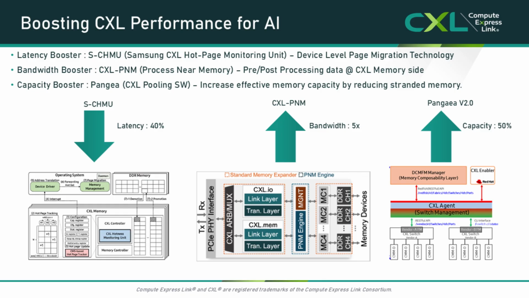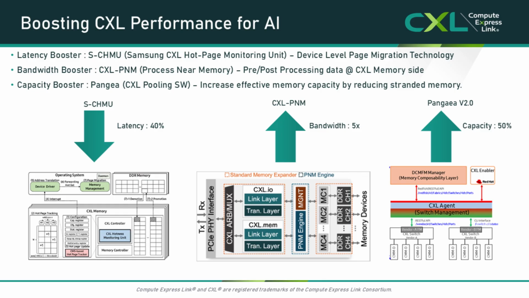The second challenge is bandwidth. In many cases, the PCIe bandwidth used by CXL is lower than the native DRAM bandwidth. We address this bottleneck with CXL PNM, the processing near memory technology. CXL PNM utilizes data reduction techniques to overcome the physical limits of the interface. Instead of moving raw data back and forth, we process and reduce it near the memory. This approach has allowed us to deliver a 5 times increase in effective bandwidth for the application. It ensures that the data flow stays fast enough to keep up with high performance AI workloads.